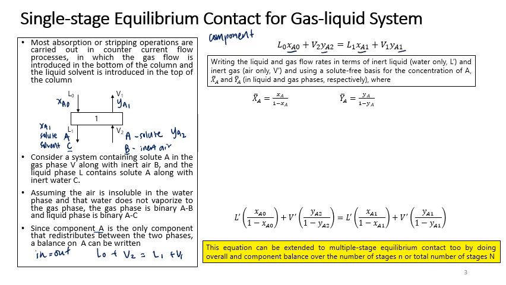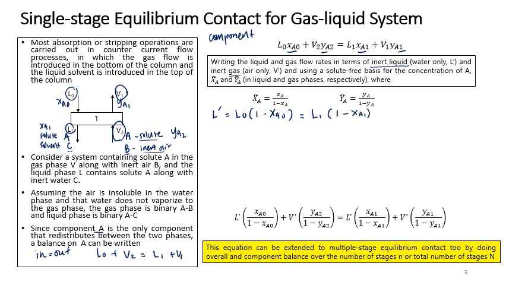Another useful method to write down the liquid and gas flow rates is in terms of the inert liquid and inert gas only. Because in this case, for example V2 and V1 are the total gas flow rate including both the solute and the inert air. But let's use a solute-free basis. In terms of solute-free basis, instead of L0 for the solvent and L1 for the solvent and solute, you can write L prime. So let's define, in terms of solute-free basis, L prime equals L0 times (1 minus XA0), also equal to L1 times (1 minus XA1).